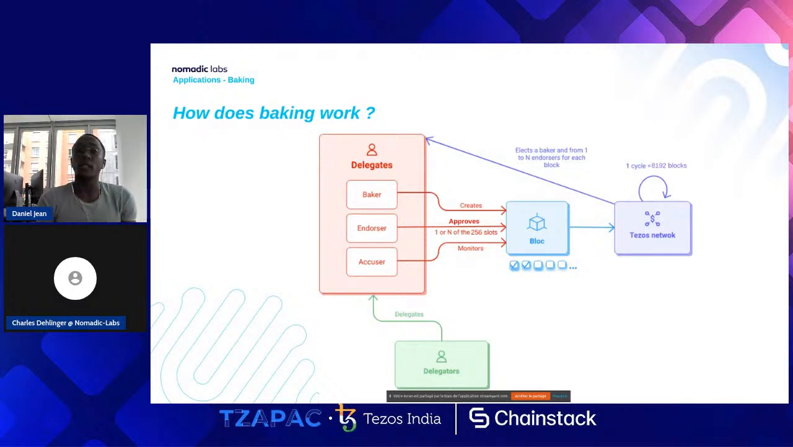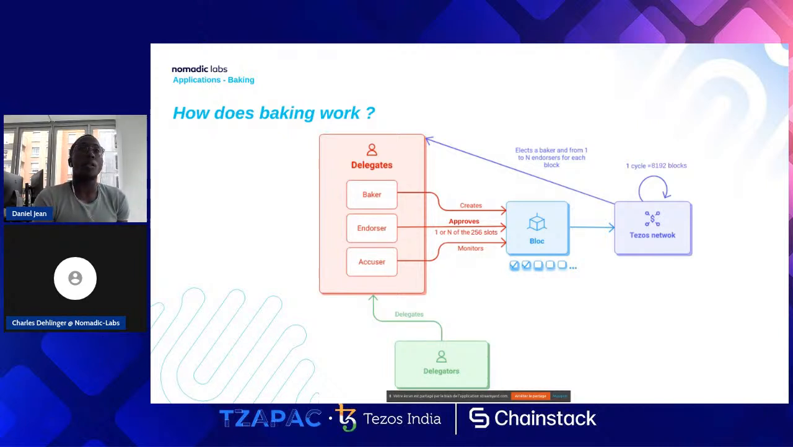Within the network, each cycle, given that one cycle equals 8,192 blocks, new endorsing and baking slots are assigned to the delegates. There is also a mechanism of active and inactive delegates. I mean, when a delegate fails to bake or endorse blocks during more than 5 cycles, it is considered as inactive for the network. So it doesn't delay the chain anymore.